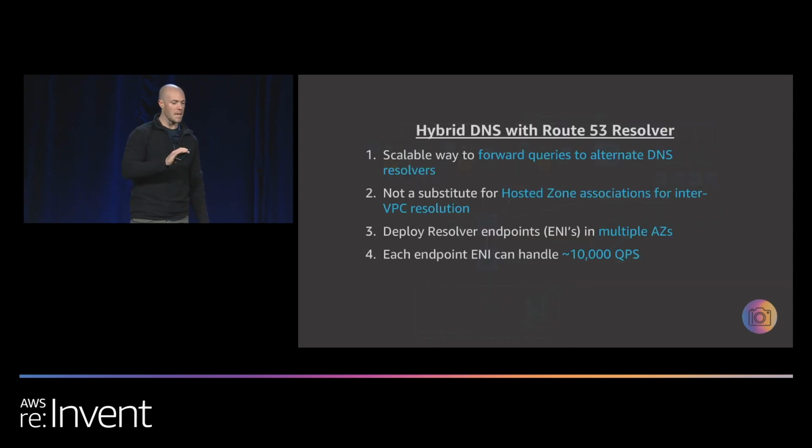So here are the main takeaways. I'll cover just the top 2 here because the other ones are just limit-type stuff. This is the way you want to forward queries between alternate DNS servers. We built this for this reason, and it is the most scalable option that you have. I do want to call out too that this is not a substitute for associating private hosted zones between VPCs. So if you're trying to share zones between VPCs, that's private hosted zone association. Those are the 2 that we get a lot of questions on.